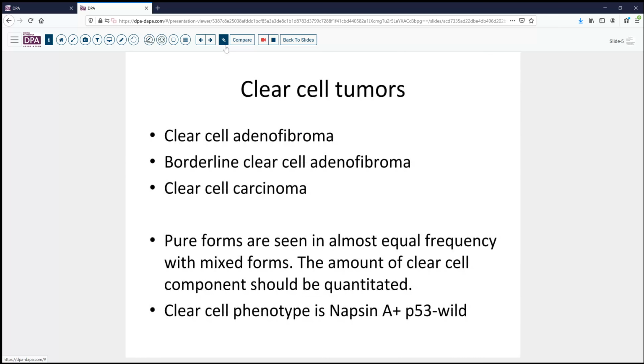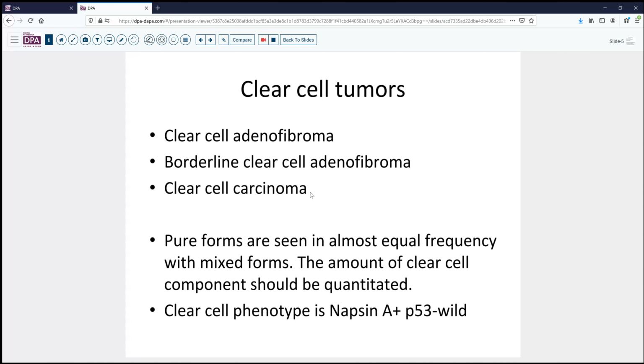So let's move on and talk about the clear cell tumors. Again, we have the similar categories: clear cell adenofibroma, borderline clear cell adenofibroma, and then clear cell carcinoma. These are sufficiently rare as to be the subject of papers in and of themselves, that selected consultants may be able to assemble sufficient cases to give us a history of those. So don't expect to see one of these during your lifetime, but if you do, hopefully you'll be able to recognize it. Again, clear cell adenofibroma is also relatively uncommon, but do occur.